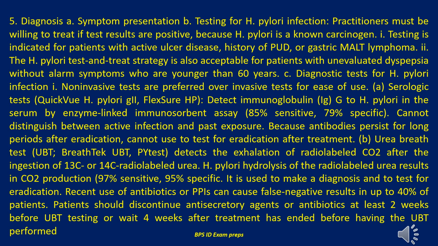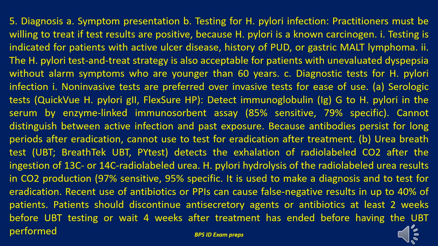5. Regarding its diagnosis, A. We pay attention to symptom presentation. B. We do testing for Helicobacter pylori infection. Practitioners must be willing to treat if test results are positive, because Helicobacter pylori is a known carcinogen. 1. Testing is indicated for patients with active ulcer disease, history of PUD, or gastric MALT lymphoma. 2. The Helicobacter pylori test and treat strategy is also acceptable for patients with unevaluated dyspepsia without alarm symptoms who are younger than 60 years.